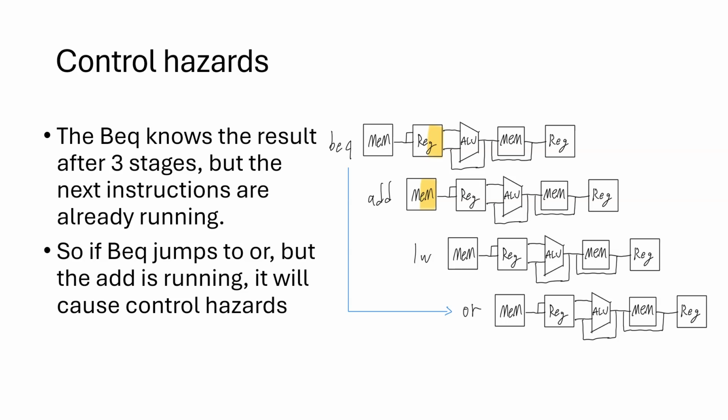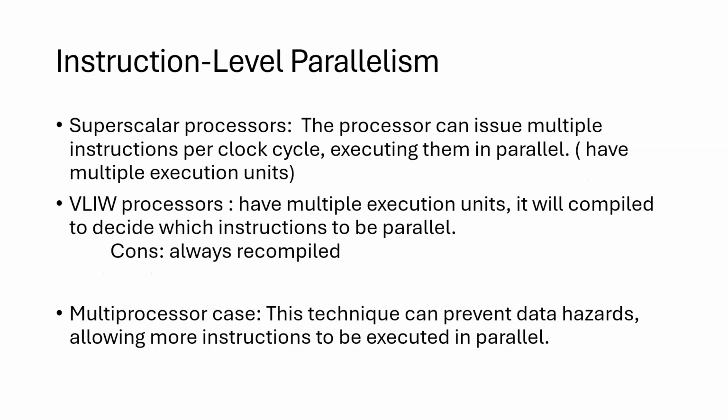And then is instruction level parallelism. The superscalar processor can run multiple instructions at the same time because it has multiple execution units. Here's another processor called the VLIW processor. It also has multiple execution units. The compiler decides which instructions should be executed in parallel, so the compiler has to know how many execution units we have. And the multi-processor case has multiple cores.